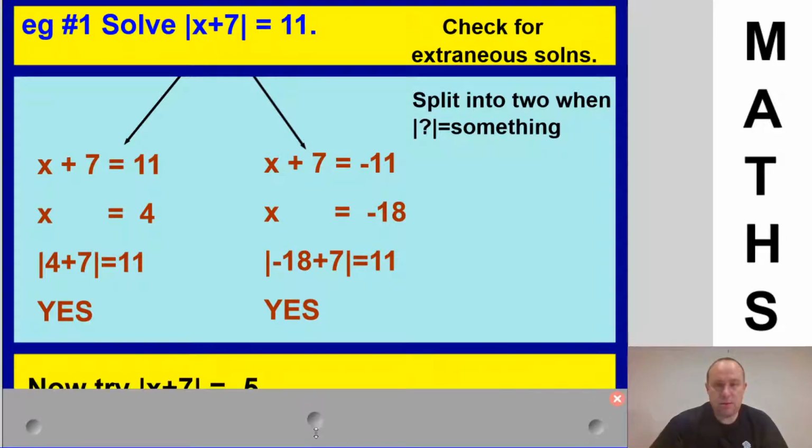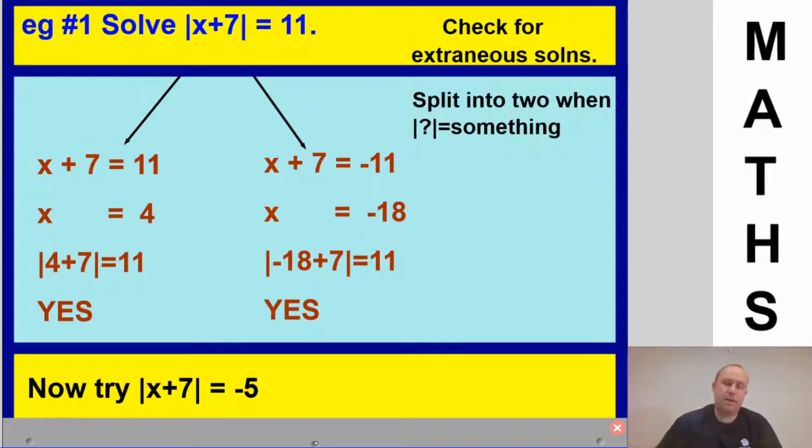Now, the one that you should try then is this one here. The absolute value of x plus 7 equals negative 5. Pause the video, and after you've had a try on that, let's have a look at what answer you had for that question.